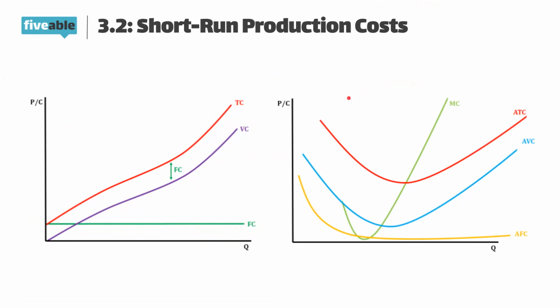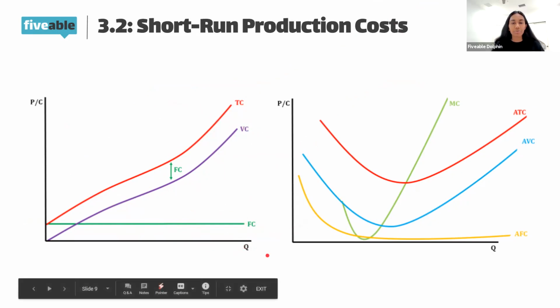So on the y-axis there, what is P-C? It's like price or cost, basically. Okay. Yeah, the price or cost of a good. And then Q is quantity.